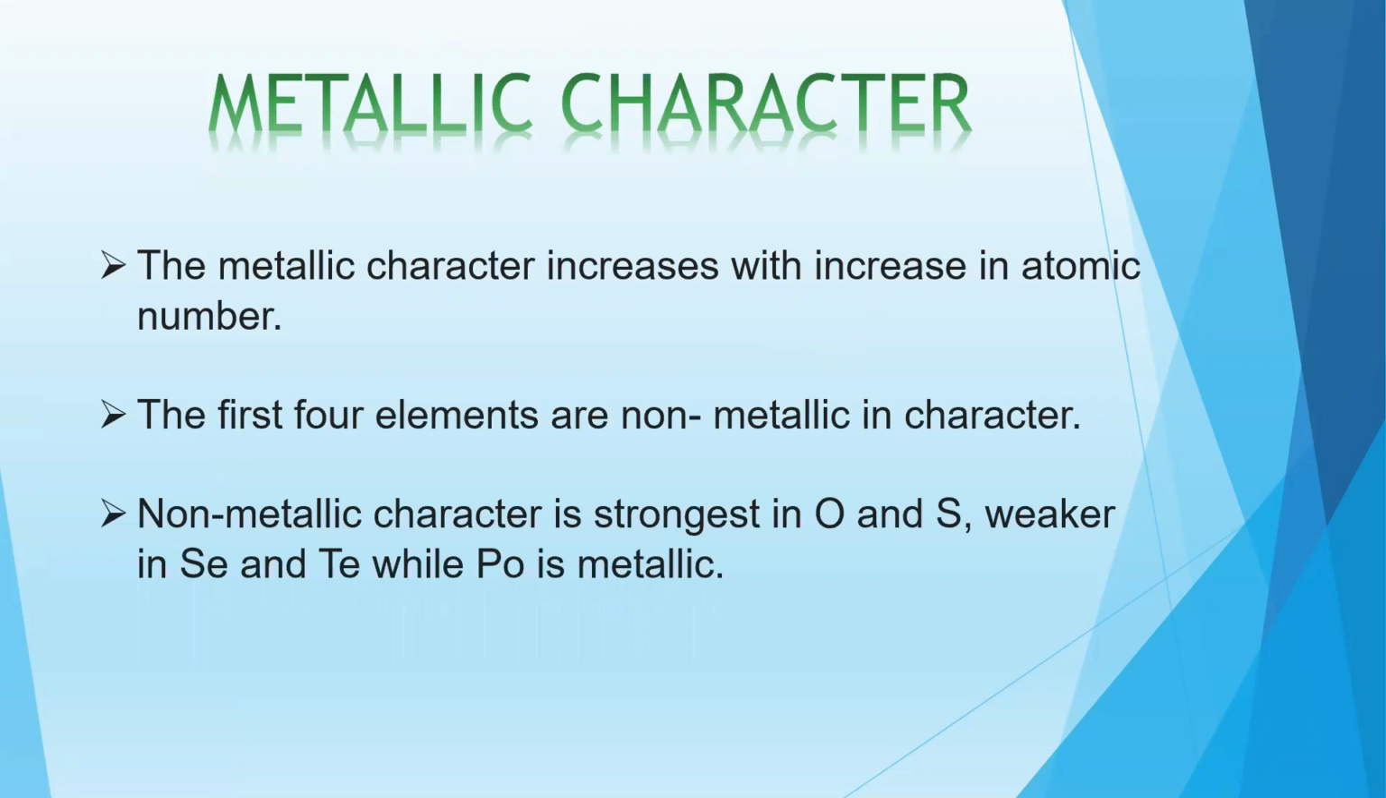If we talk about the metallic character of the oxygen family, the metallic character increases with increase in atomic number. The first four elements are non-metallic in character. Non-metallic character is strongest in oxygen and sulfur, weaker in selenium and tellurium, while polonium is metallic in nature.